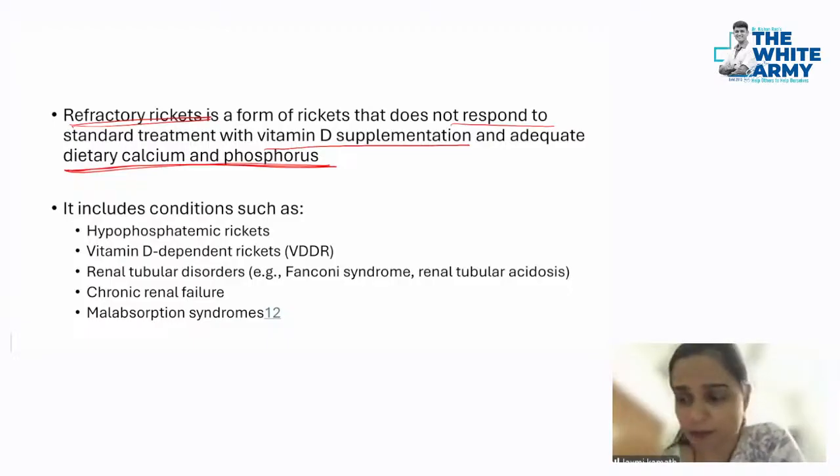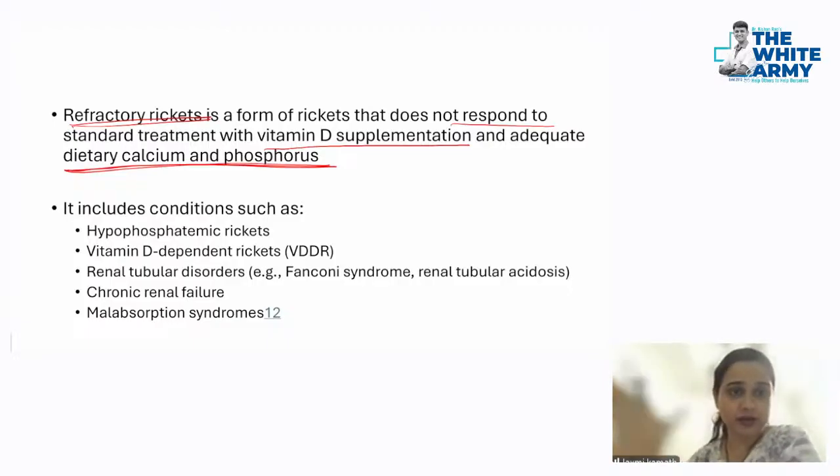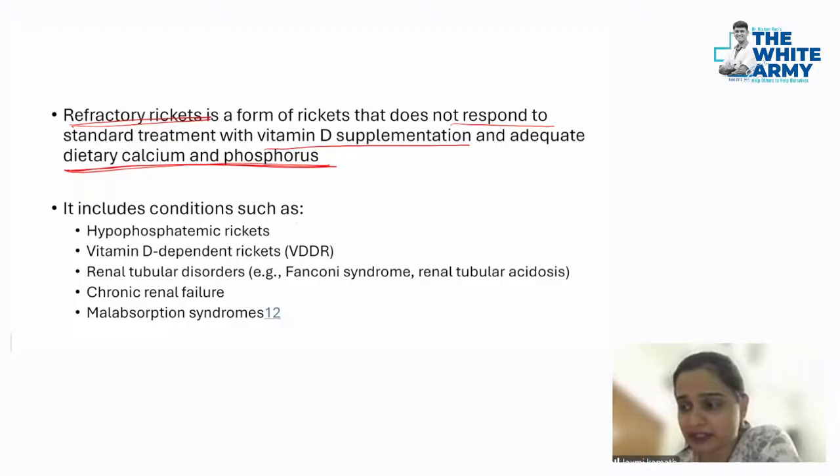Now, this is a little complex topic because it depends on multiple things like calcium deficiency, phosphorus deficiency, vitamin D deficiency, and other things. So, roughly, if we remember, these are the 5 important causes of refractory rickets. Not to forget is chronic renal failure, hypophosphatemic rickets, vitamin D deficiency, vitamin D dependent rickets. We'll go across all of this in detail next.